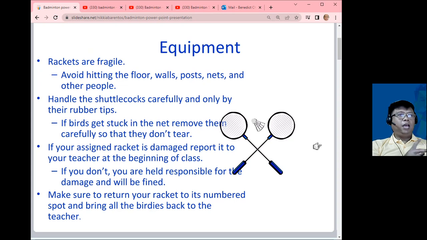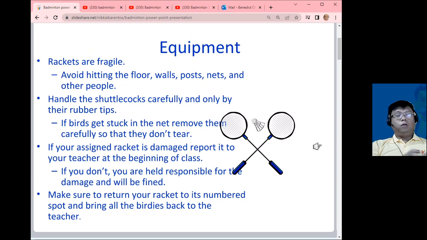Technically, you should clean your rackets on a timely basis, especially if you think that feathers are on your racket already. If your assigned racket is damaged, report it to your teacher. At the beginning of the class, or on your own, you should look into replacing or adjusting your rackets. If you don't, you are held responsible for the damage and you might be paying for it.